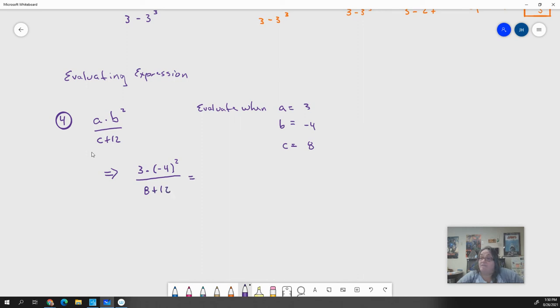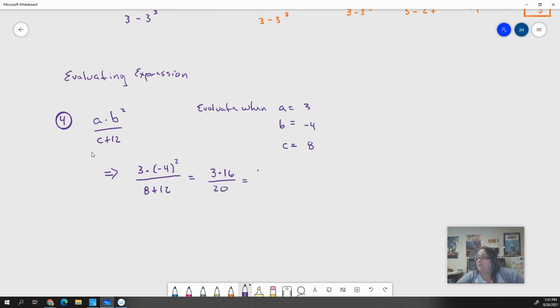And now I can evaluate the expression because I know the numerical values. And I still need to use my PEMDAS, which means I am going to deal with this exponent first. So I have 3 times -4 squared. Well, -4 squared is saying -4 times -4, which is positive 16. Over 8 plus 12, which is 20.